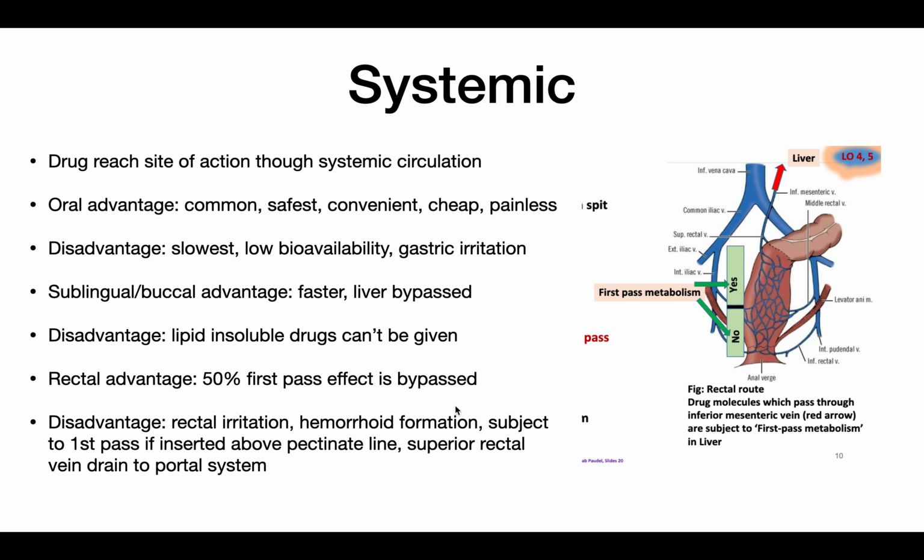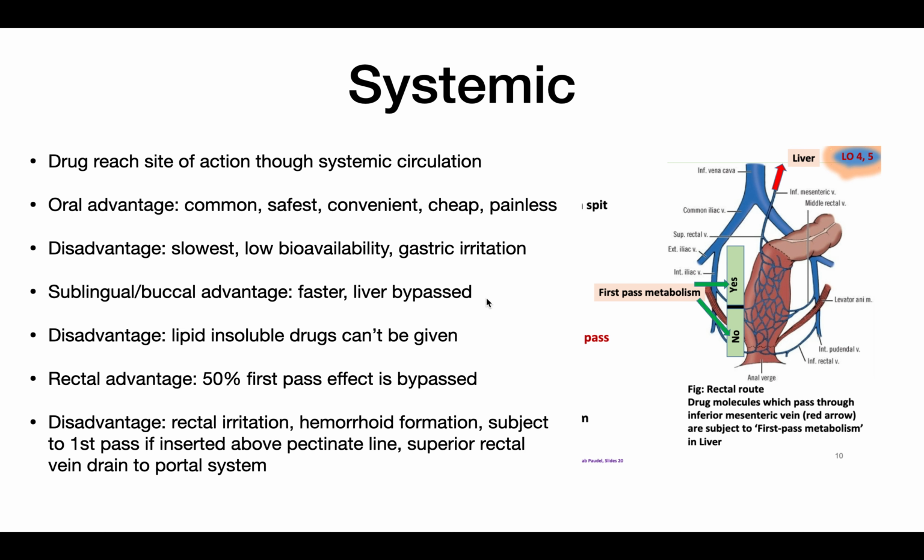In systemic circulation, the drug will reach the site of action. The advantage of the oral route is that it's common, the safest and most convenient, nice and cheap, and somewhat painless. The disadvantage is that it's the slowest to be absorbed, and it has a low bioavailability, of course, because of the first pass metabolism, and some medication can irritate the stomach.